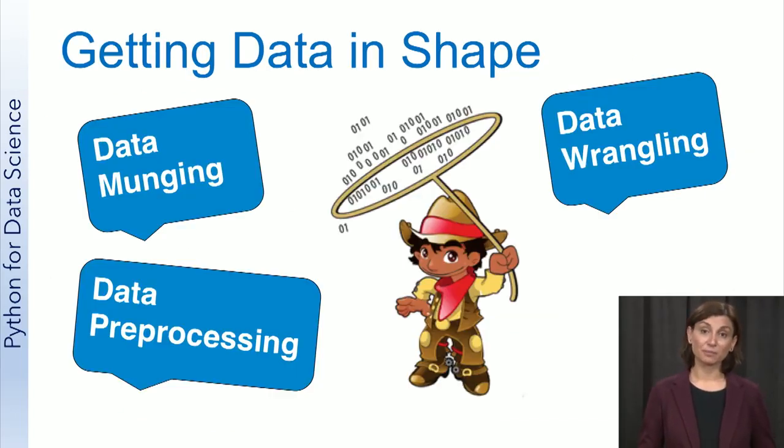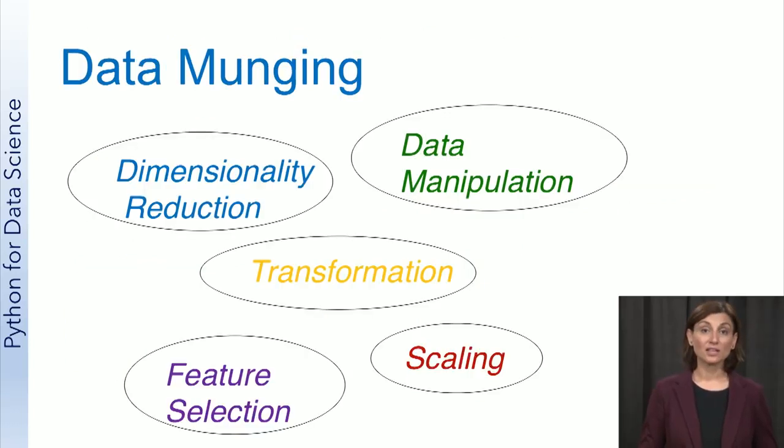The second part of preparing data is to manipulate the clean data into a format needed for analysis. This step is known by many names: data manipulation, data preprocessing, data wrangling, and probably my favorite, data munging. Some operations for this data munging, wrangling, preprocessing include scaling, transformation, feature selection, dimensionality reduction, and data manipulation. Let's look at these in further detail.